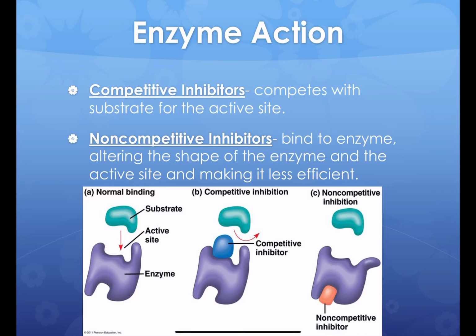Enzymes, there are a couple types of ways that enzymes can be turned off and turned on. One way is through competitive inhibition, and we see competitive inhibition right here. So normally, in a normal binding, you have the substrate, and it binds here in the active site of the enzyme, and they fit together nicely. They look like they fit, and then they have that induced fit where the enzyme is going to hug around the substrate.